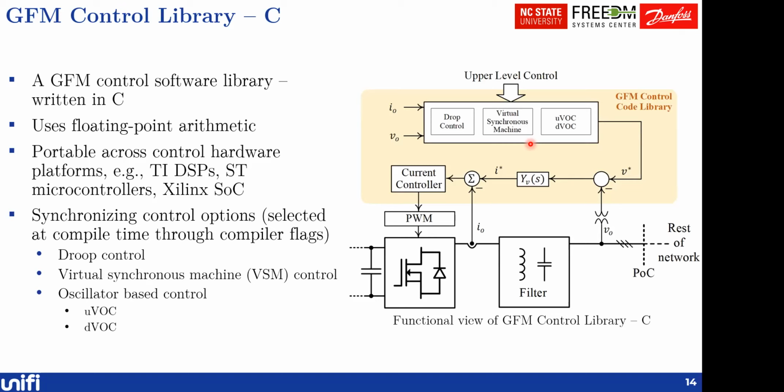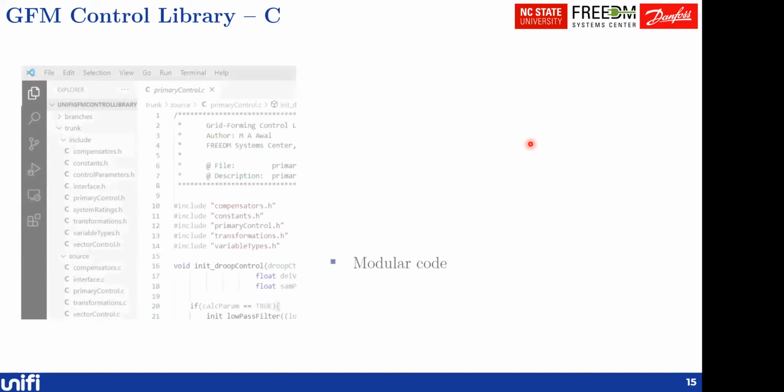And the nice thing about this is when you're trying to change from one type of control to another, let's say you are trying to use either Droop control or UVOC, you don't need to change anything in the code. You just need to change a compiler flag. And when the compilation is done, the code will automatically adjust everything to use the right type of control that you want.